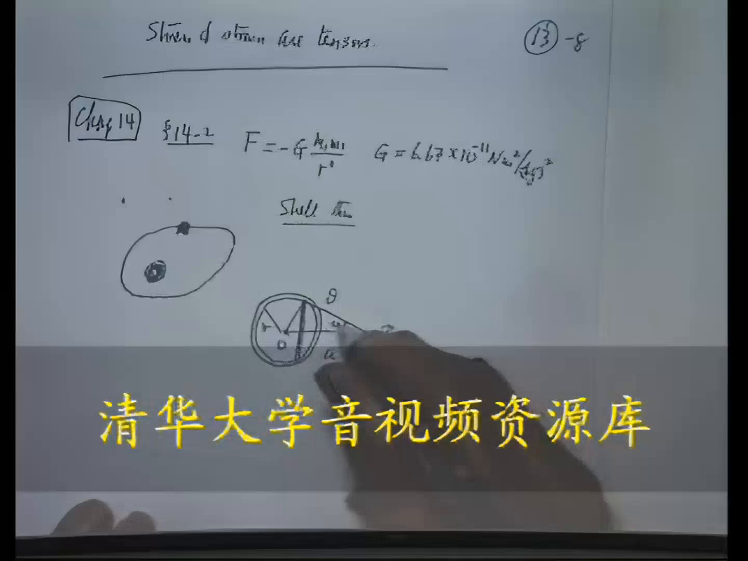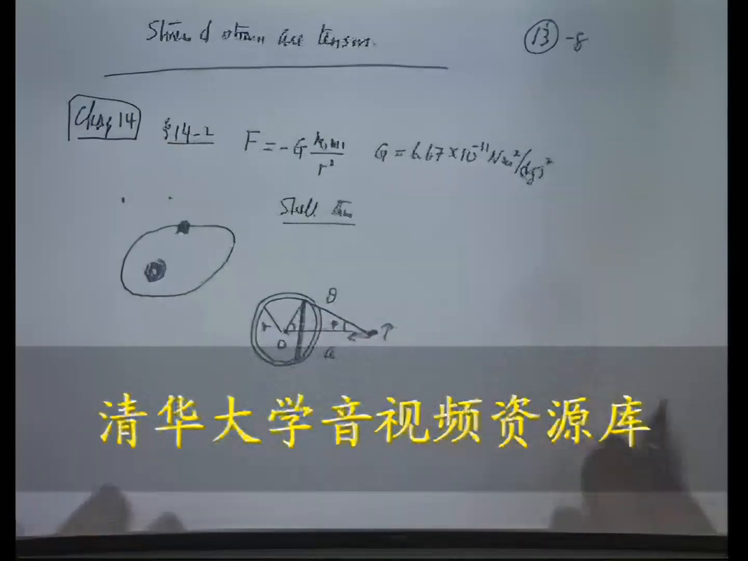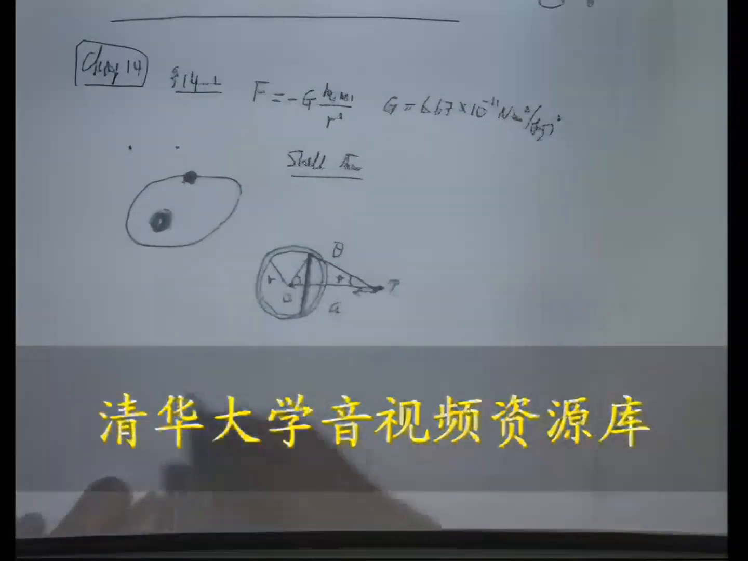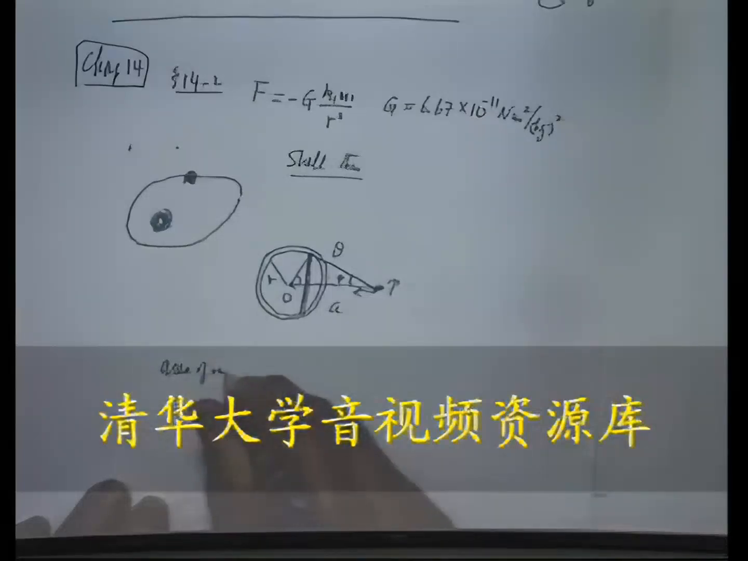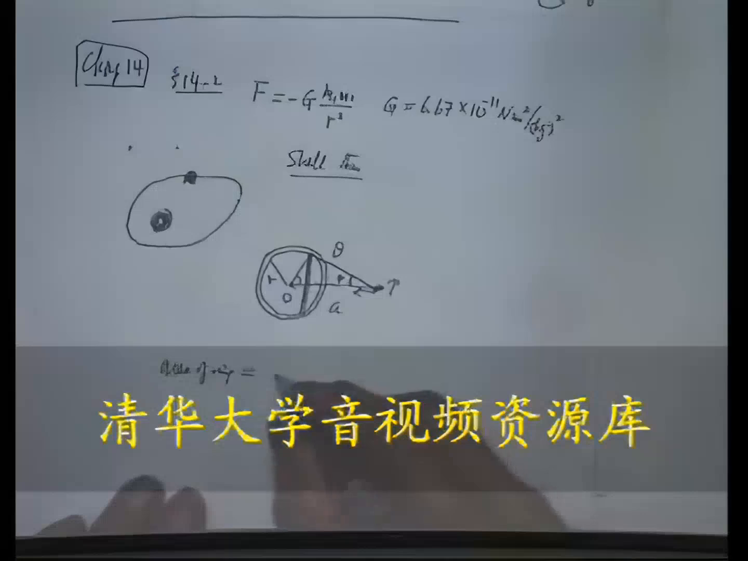Let's call this angle phi. This angle is theta. What is the area of the ring? The circumference of the ring is 2 pi r times sine theta.